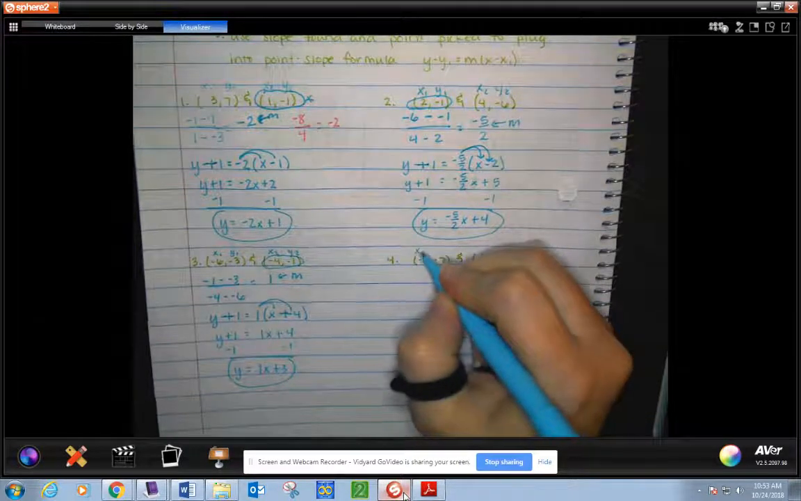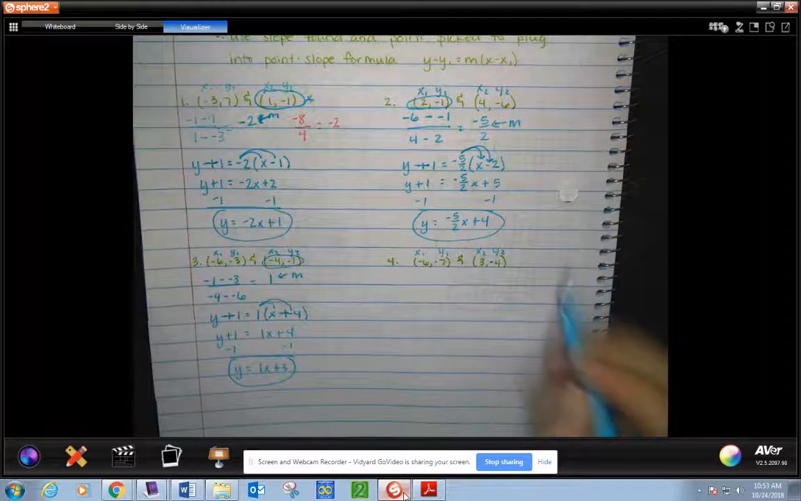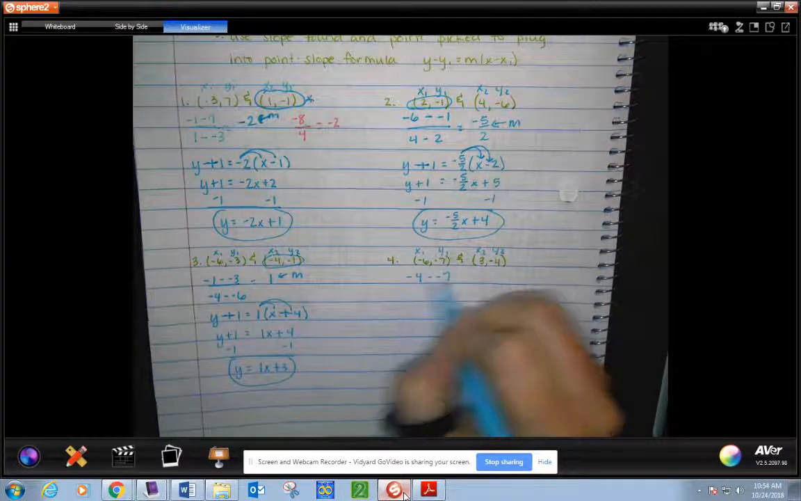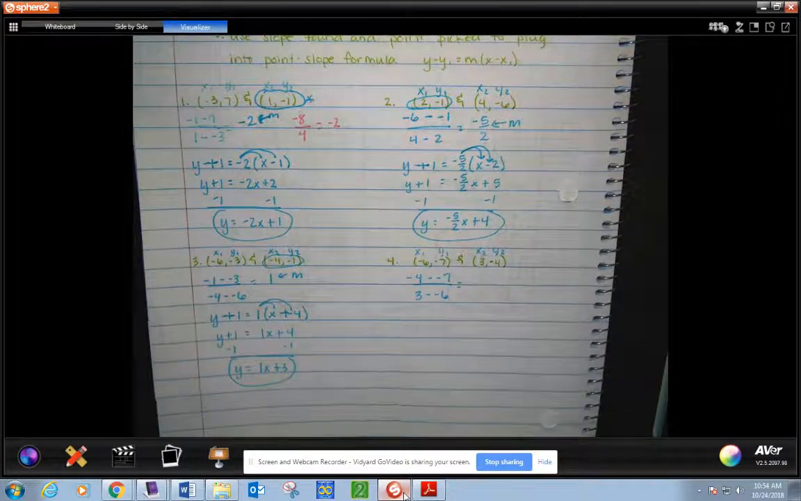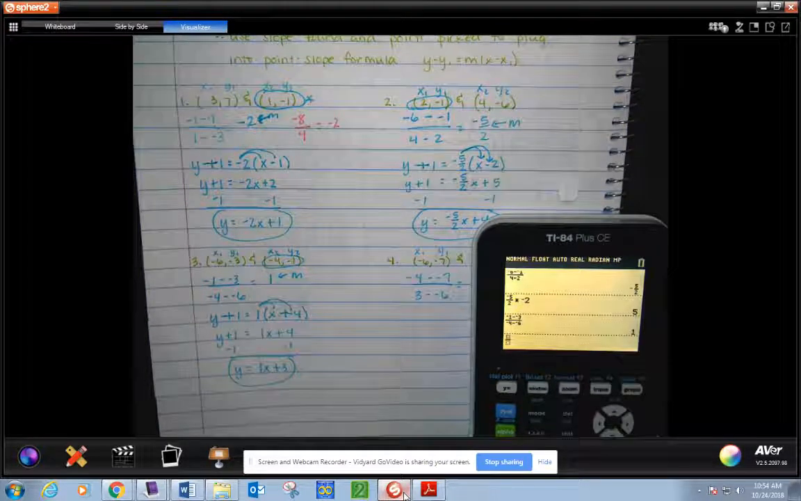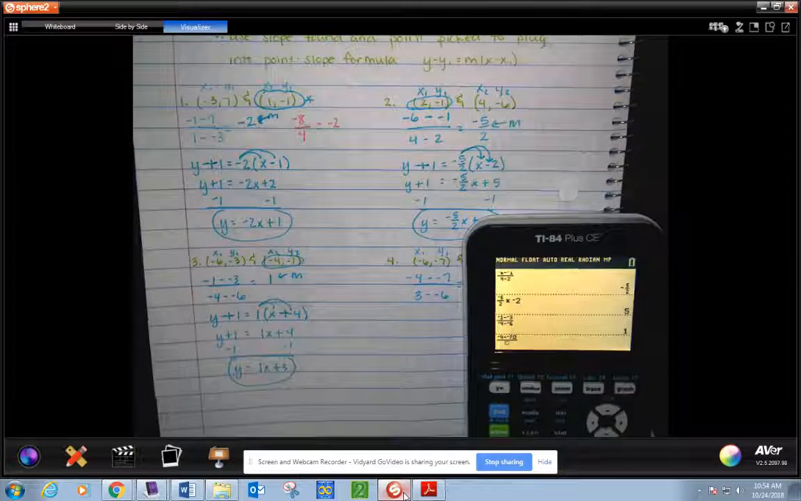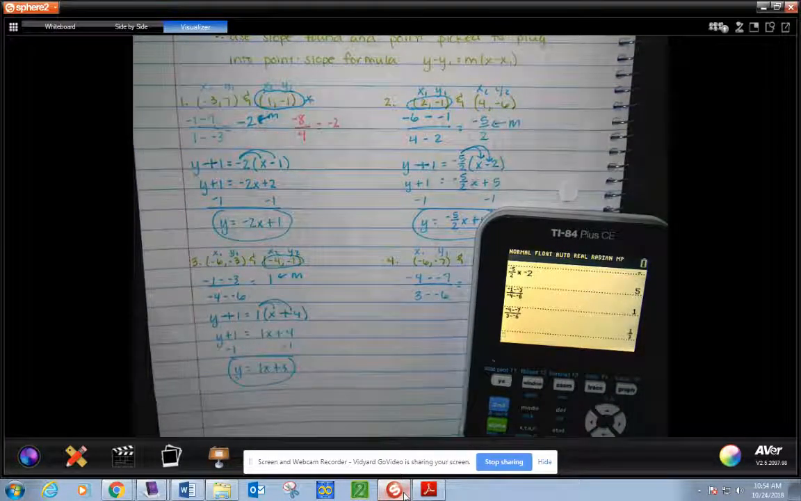Okay, last example. This is my x1 and my y1. This is my x2 and my y2. So when I plug in the slope formula, we're going to get negative 4 minus negative 7 over 3 minus negative 6. I'm going to grab my calculator and do alpha y equals, enter, negative 4 minus negative 7 over 3 minus negative 6, which gives me 1/3.